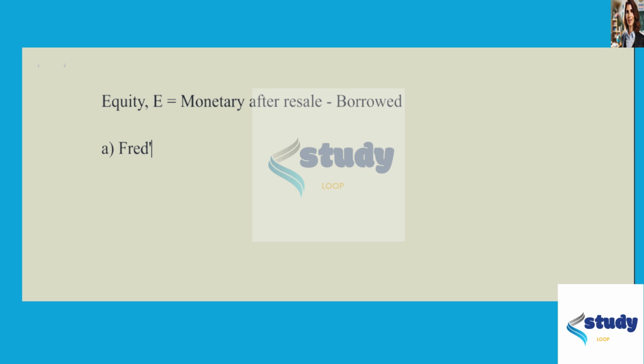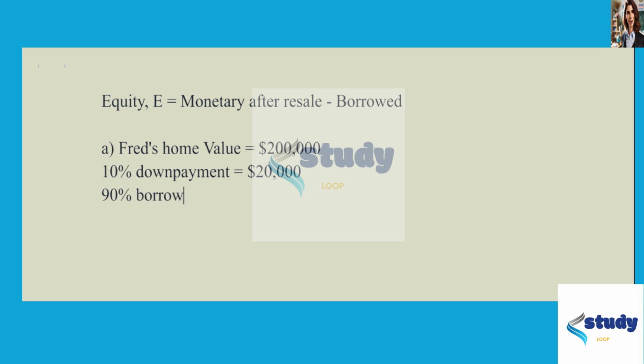So Fred's home has a value of, and mind you, this is monetary value, $200,000. He's borrowed around 90% because he paid 10% in down payment. So the 10% down payment becomes 10% of $200,000, which is $20,000. And the rest was borrowed, right? So the rest is borrowed. Now this equals $180,000.